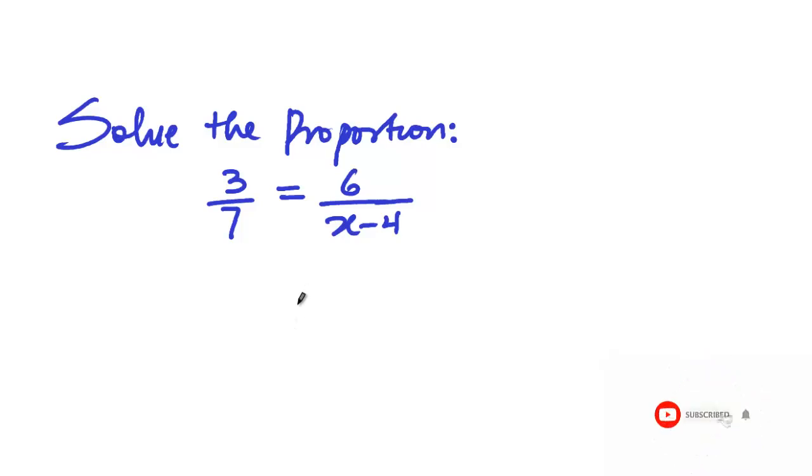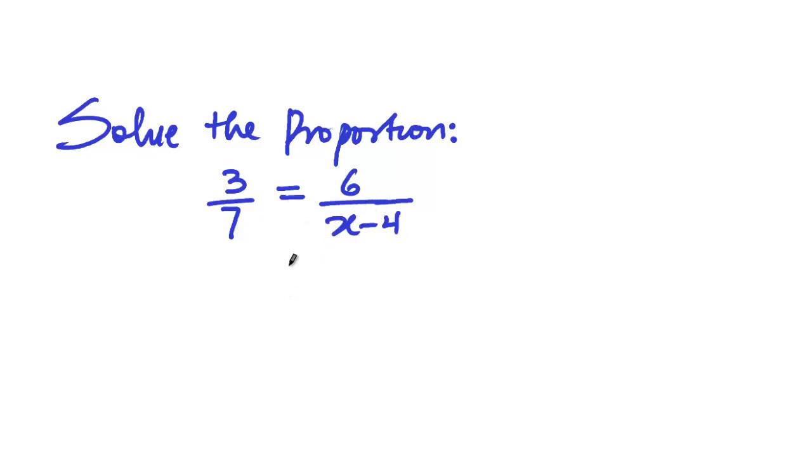Alright, so in this video, we are required to solve this proportion. A proportion is an equation that states that two ratios are equal. A ratio basically means the fraction of two quantities, right? So a proportion establishes that two ratios are equal, meaning that 3/7 will be equal to 6/(x minus 4). So we are looking for the value of x that will make 3/7 equal to 6 over that value. So this left hand side must be equal to this right hand side.